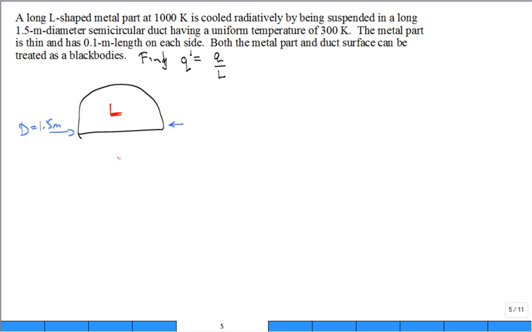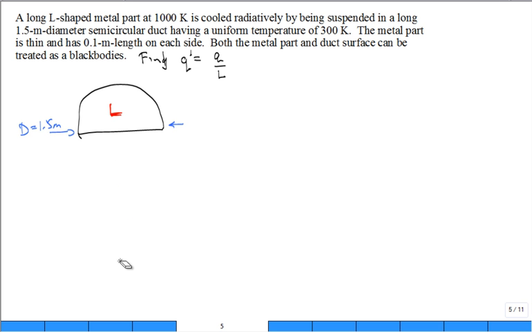Does it matter if the part's oriented this way, or that way, or that way in the duct, or this way in the duct? I mean, does it matter? No, it doesn't. Okay, so any which way we put it is fine.